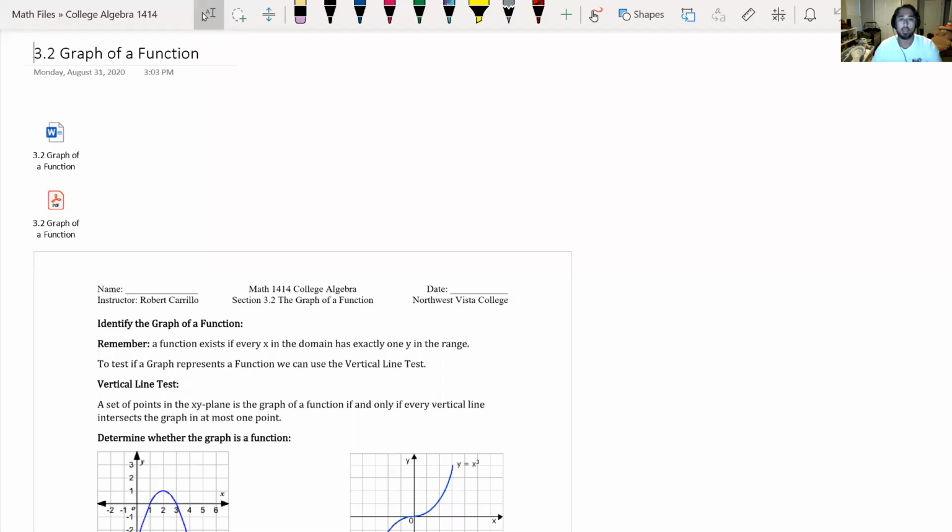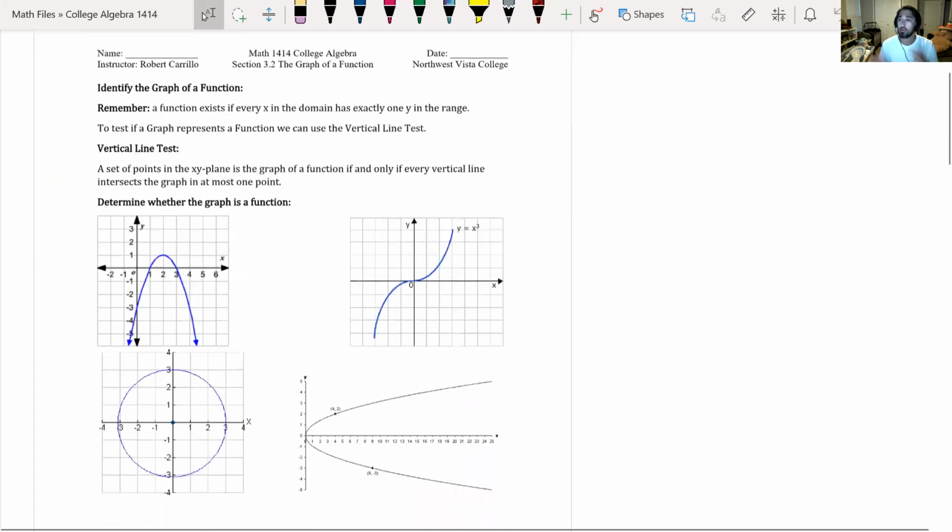All right, this is 3.2, the graph of a function, really short lesson. So just going over, again, what it means to be a function, but this time given the graph. Remember that a function exists if every x in the domain has exactly one y in the range. Remember, 1 x goes to 1 y.